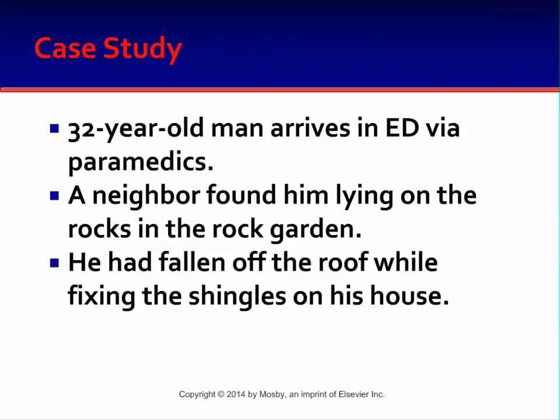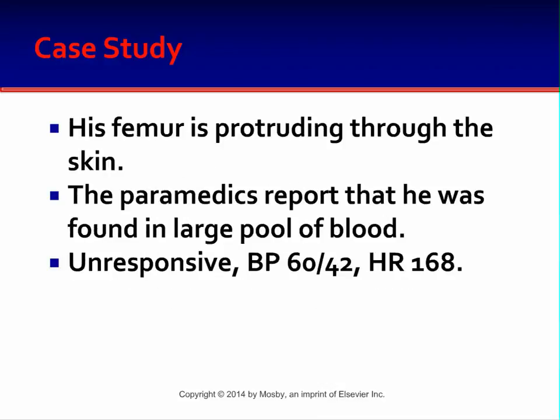You have a 32-year-old man arriving in the emergency department via ambulance. A neighbor found him lying on the rocks in the rock garden. He had fallen off the roof while fixing the shingles on his house. His femur is protruding through the skin. The paramedics report that he was found in a large pool of blood, unresponsive, BP 60/42, and heart rate of 168.